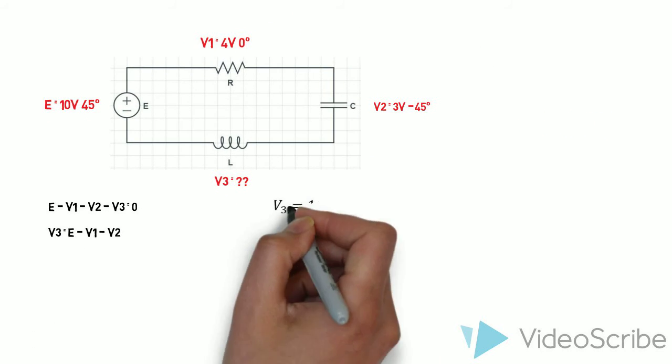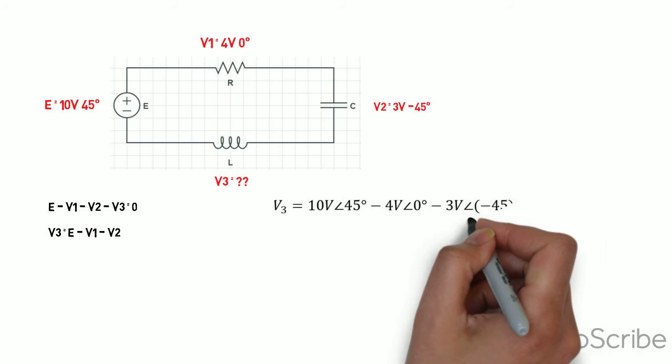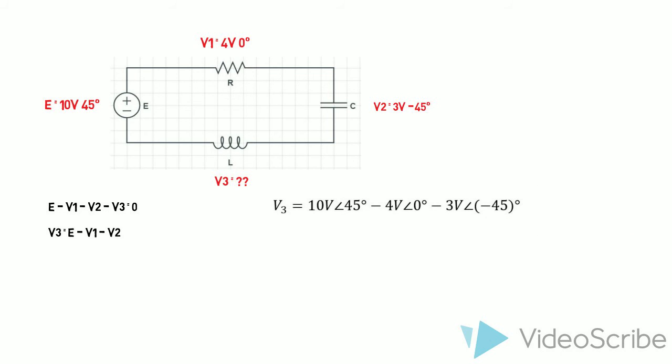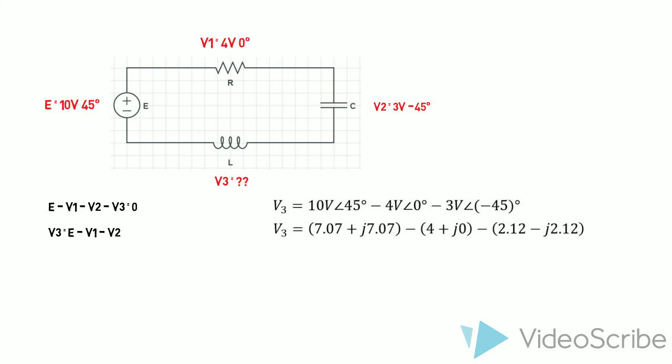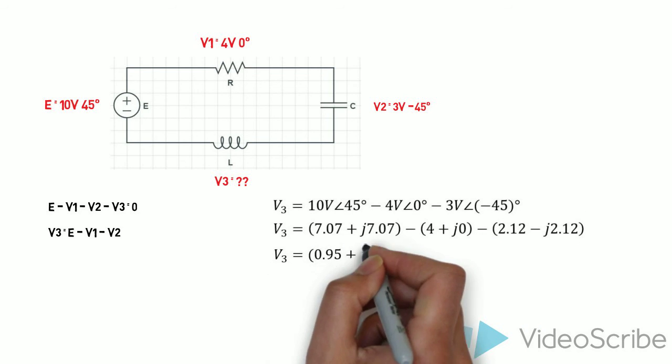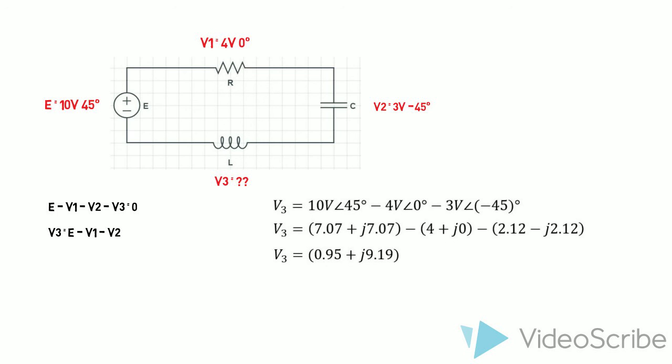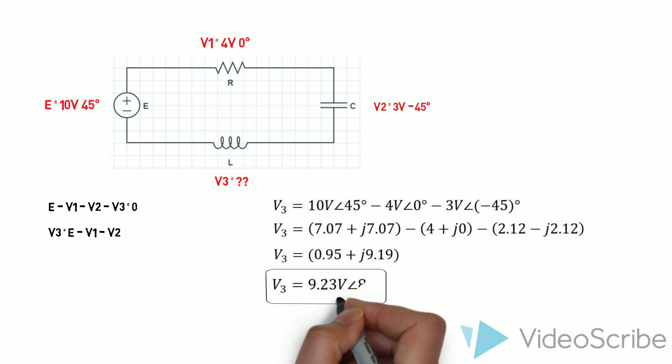but then when it gets to this step, we need to use the vectors instead. These will be converted to rectangular form and then added or subtracted to get the final value for V3. This value then needs to be converted back into polar form to have the final answer for V3.